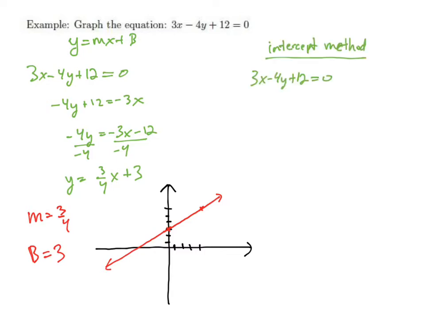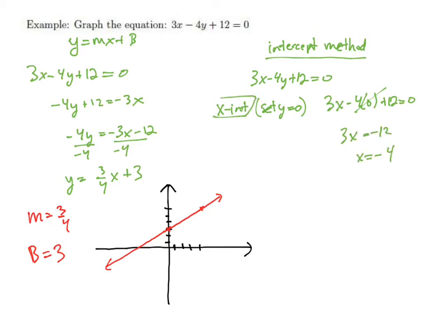The second way we can graph this line is to use the intercept method. So what we do is we find the x-intercept, and to do that we set y equal to 0 and figure out what x gets us. So we say 3x minus 4 times 0 plus 12 equals 0. So we get 3x equals negative 12. X is going to equal negative 4. So that'll be the x-intercept.